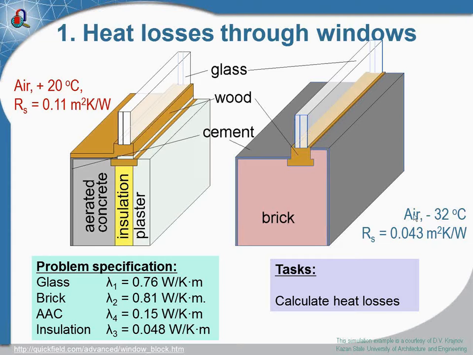The air temperature outside the building is minus 32 degrees Celsius, and the air to wall thermal resistance is 0.033. The air temperature inside the building is plus 20 degrees Celsius, and the air to wall surface resistance is 0.11. Our task is to calculate the heat loss through the window and compare the results.